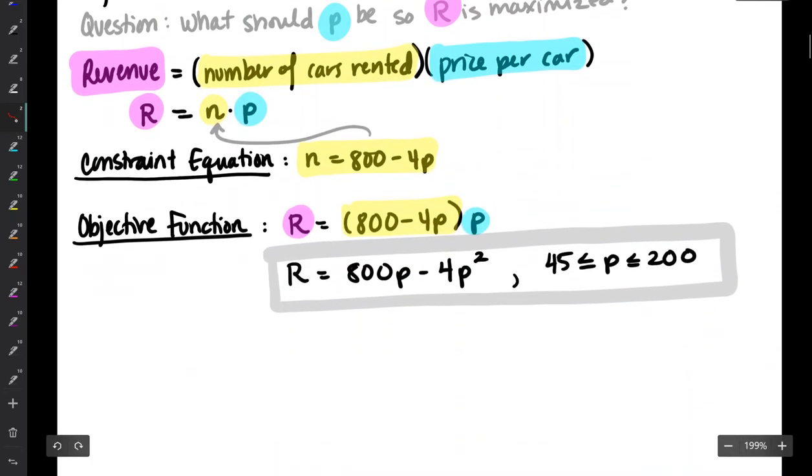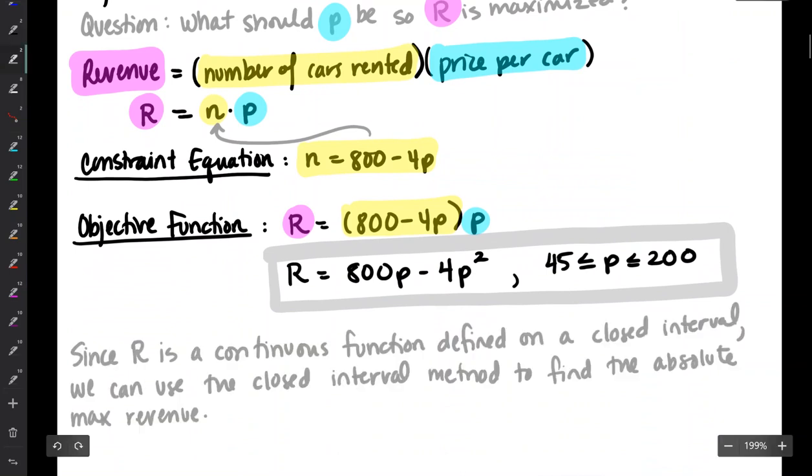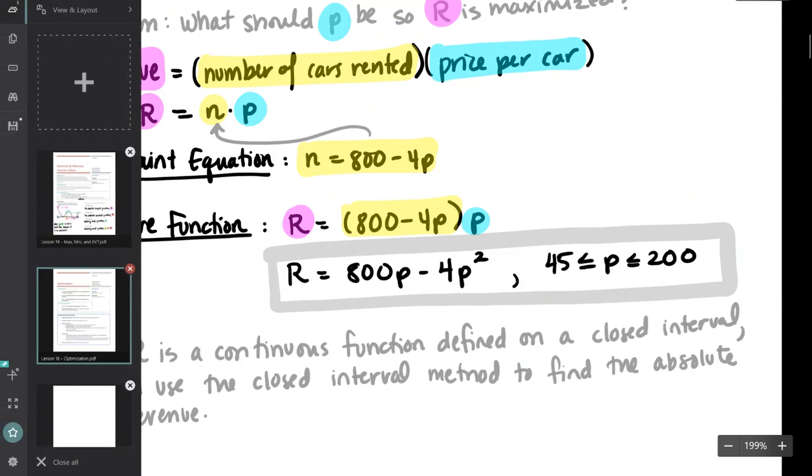All right, so let me just write down what I just said. Since R is a continuous function, it's a polynomial, check. Defined on a closed interval, check. We can use the closed interval method to find its absolute max and its absolute min revenue, but this problem specifically calls for absolute maximum.